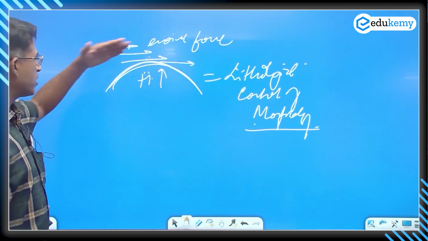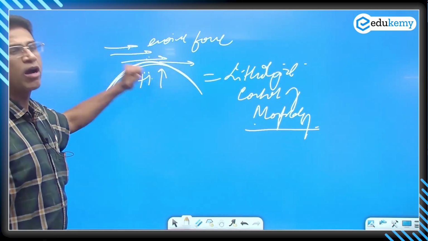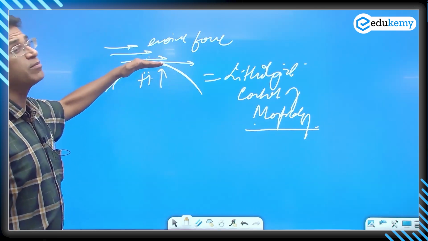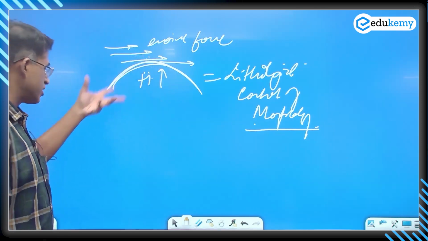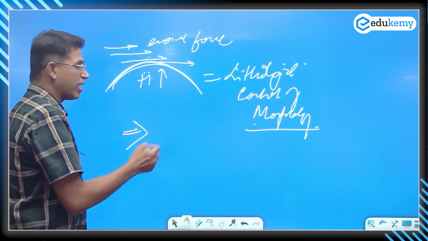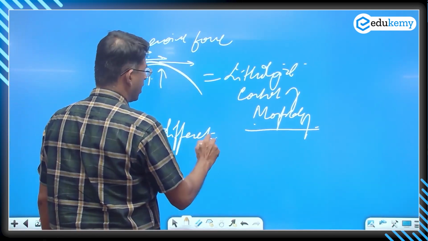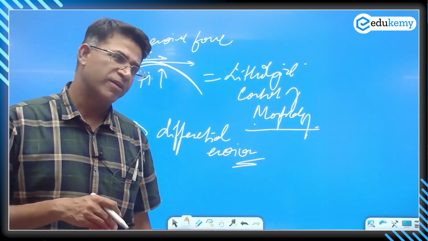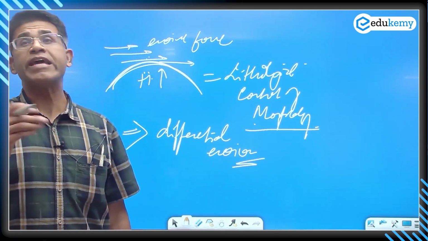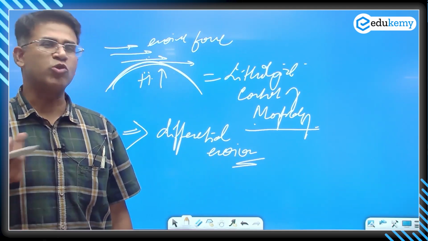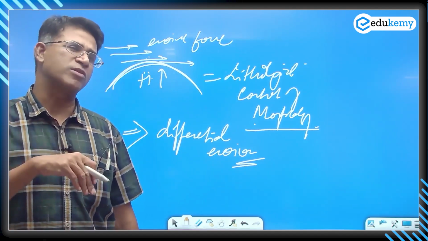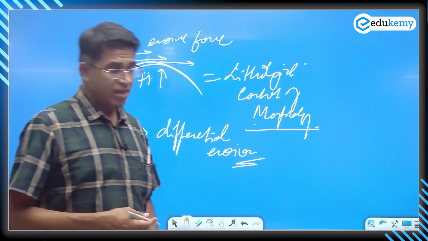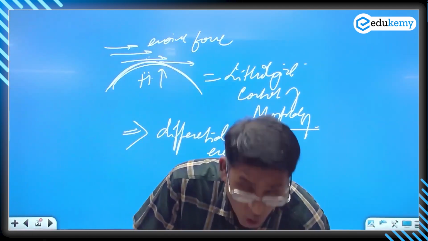The relationship between erosion and rock hardness: if the rock hardness is more, the landform will not change much. If the rock is softer, this is in reality what we refer to as the process of differential erosion. Because soft rocks get eroded more. So it's not about the age of the rock. Whatever the age, if it is soft rock, more erosion will happen. If it is hard rock, less erosion will happen. That's why it's called the lithological control of morphology.